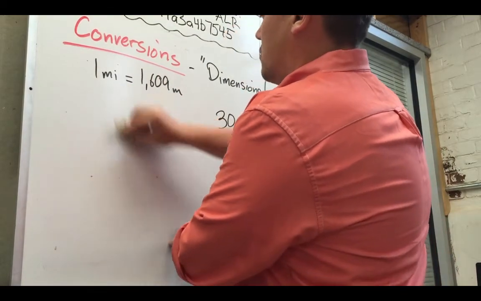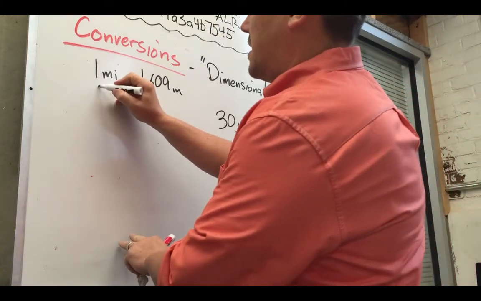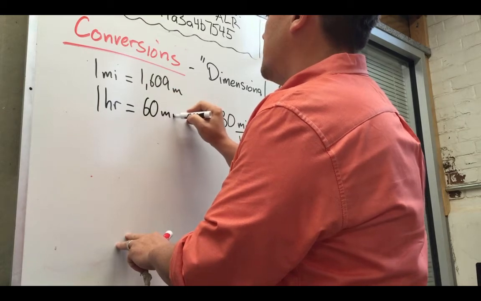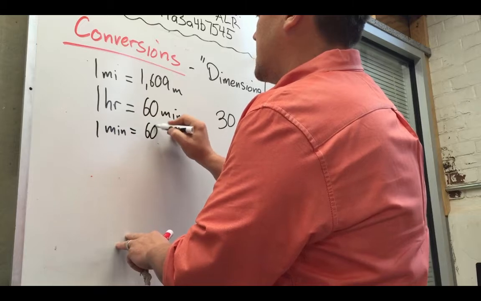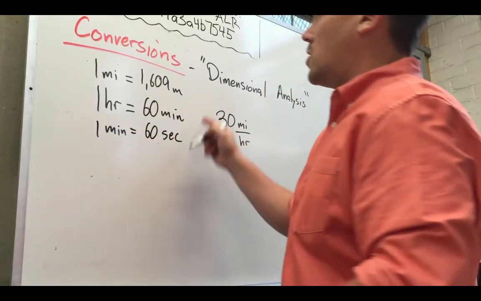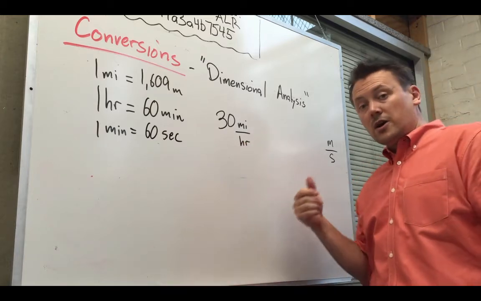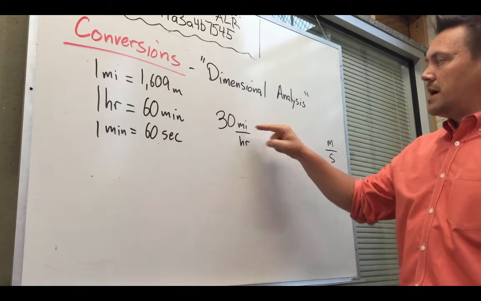Well, you might already know how many seconds are in an hour, but I'm going to go ahead and take it step by step. 1 hour is 60 minutes. 1 minute is 60 seconds. And we're going to go ahead and use all of this to convert 30 miles an hour into meters per second. So let's start by getting rid of the miles.